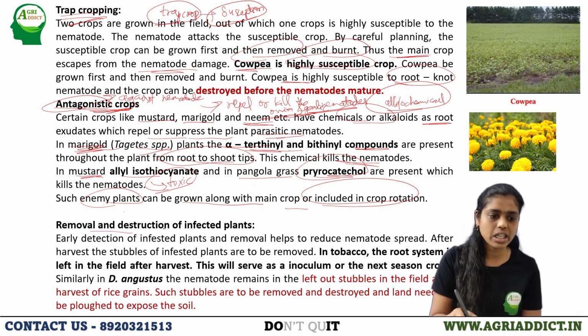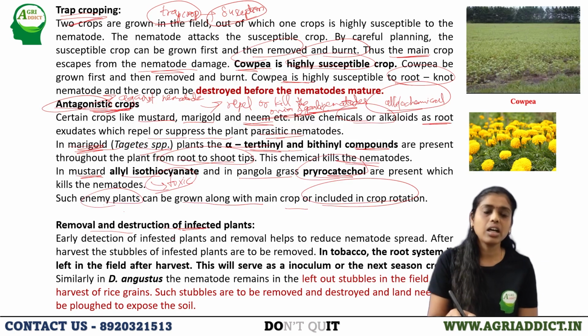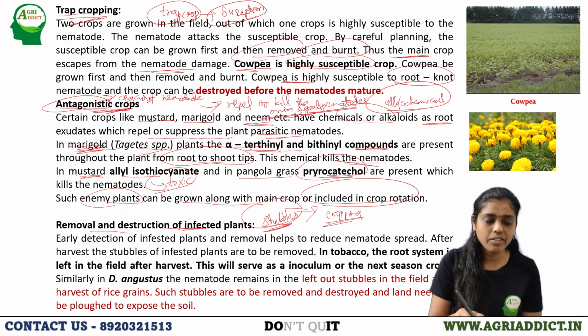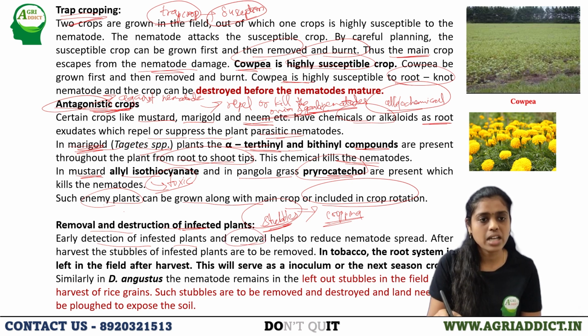Next is removal and destruction of infected plants. Initially, we know that nematodes are also present in some of the stubbles. In order to prevent the entry of those nematodes into the next cropping season, destruction of stubbles needs to be carried out. Even early detection of infested plants can be carried out, and such detected infested plants should be removed in order to reduce the further spread of the nematode.